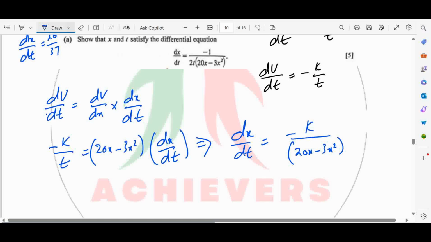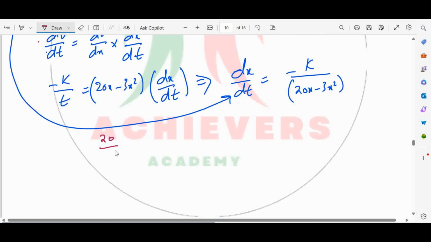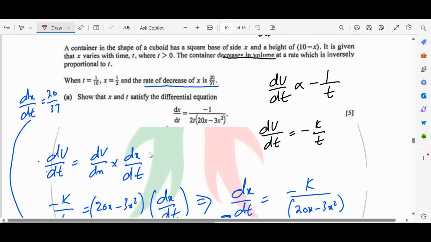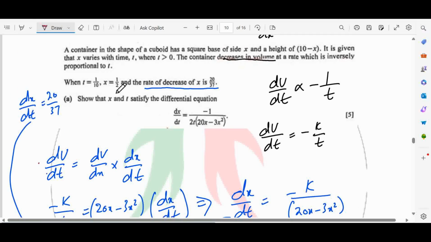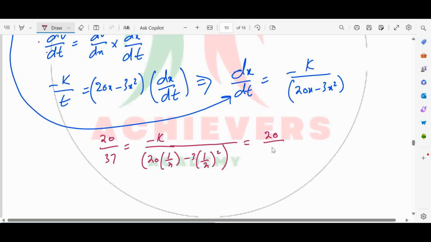Now first we need to find out the value of k. How can we find the value of k? Just put dx by dt over here. So 20 by 37 is equal to minus k by, now x is what? Let's see the value of x: it was decreasing at this rate for x equal to 1 by 2 and t equal to 1 by 10. So just put the value of x as 1 by 2. 20 into 1 by 2 minus 3 into 1 by 2 square. Now this will be 20 by 37 is equal to minus k by 10 minus 3 into 1 by 4.